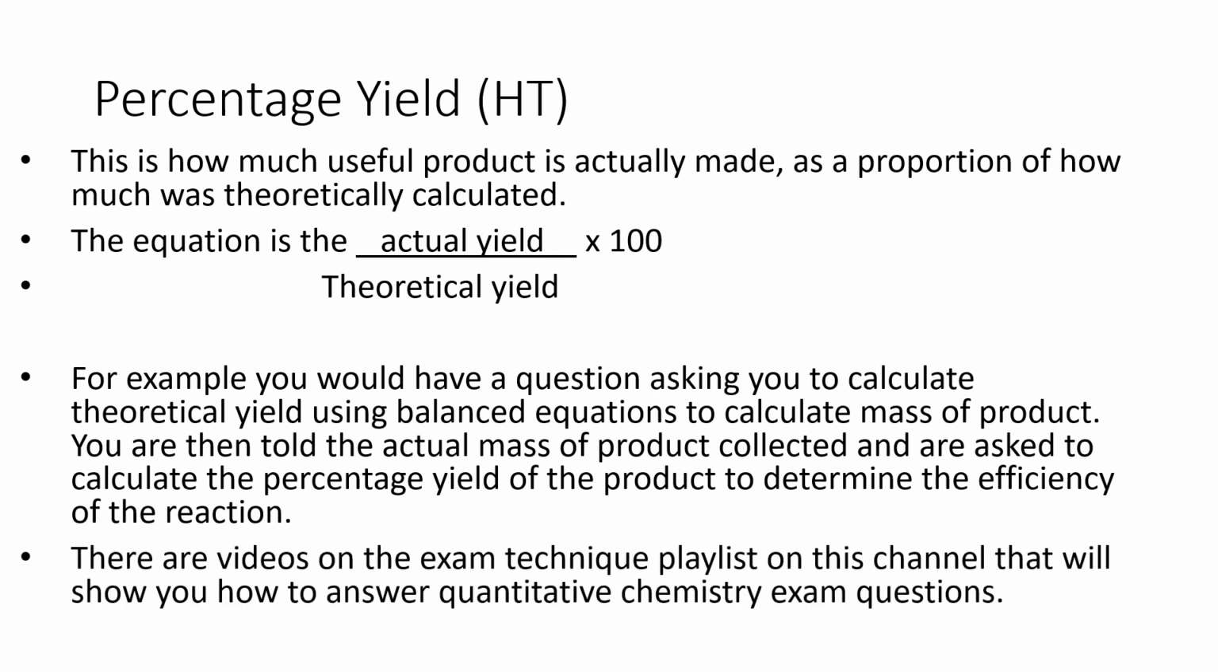There are videos on the exam technique playlist on this channel that will show you how to answer quantitative chemistry exam questions. And if I give you an example from earlier on in this video, I calculated that 7.65 grams of sodium hydroxide was needed to react with chlorine to make 5 grams of bleach. I now could be told that only 4.87 grams of bleach was actually recovered from that reaction. The percentage yield would be 4.87 grams divided by 5 grams times 100 to give a yield of 97.4%, for example. So it gives us an idea of how efficient the chemical reaction is.